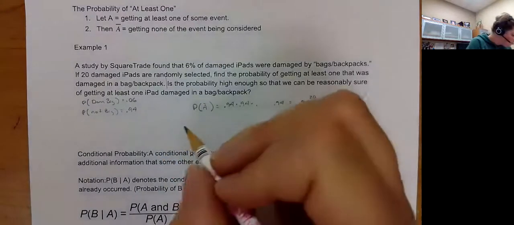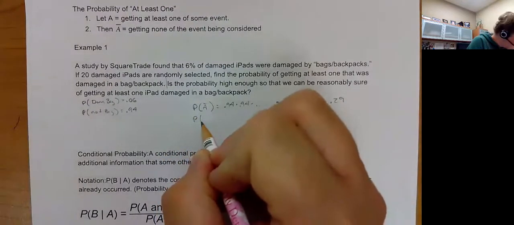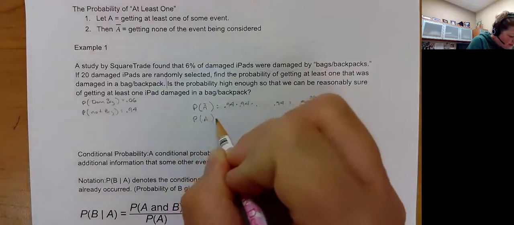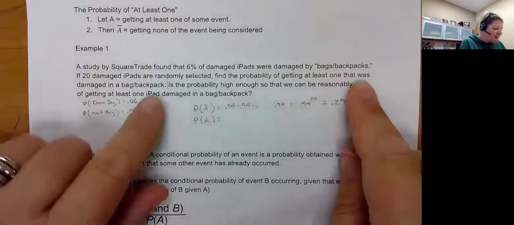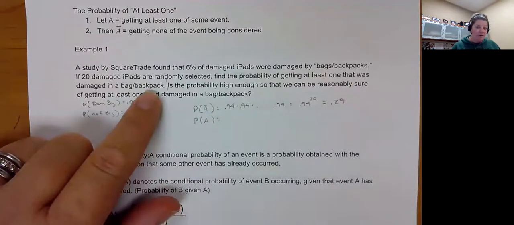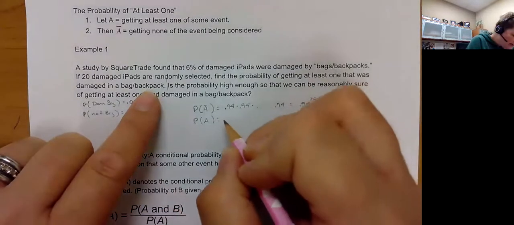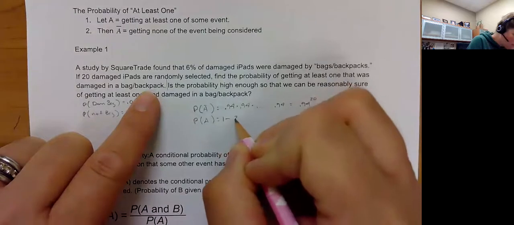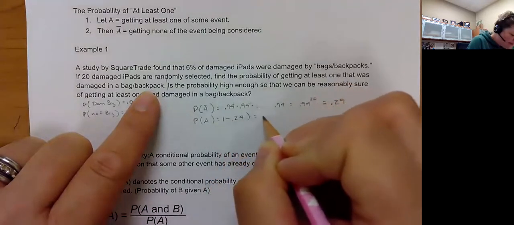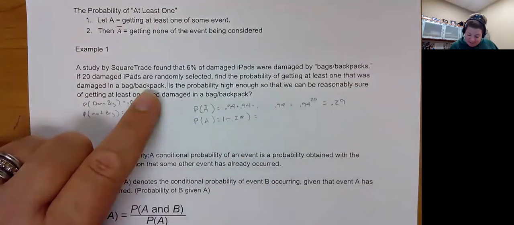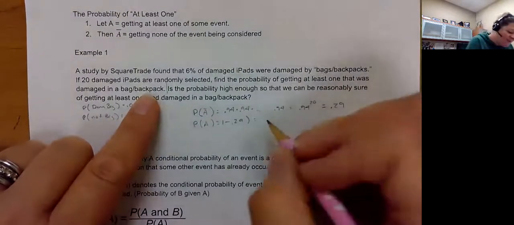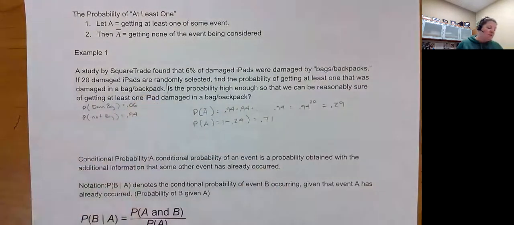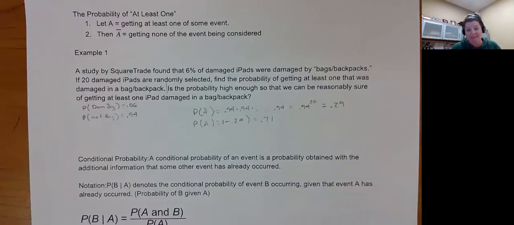So then what is the probability of getting at least 1 from our event? So the probability of at least 1 damaged by a backpack. Then I would take that 1 and subtract off that 0.29, and 1 minus 0.29 is going to give me 0.71. So the probability of getting at least 1 bag that was damaged by a backpack is 71%.